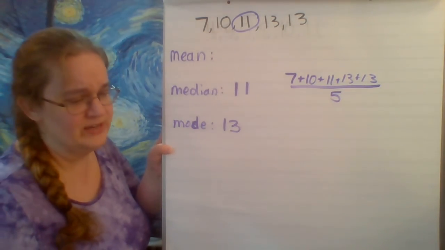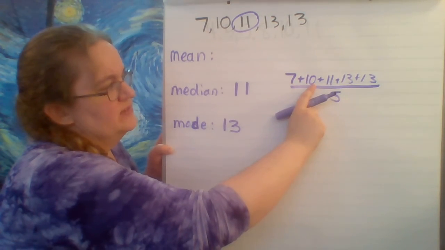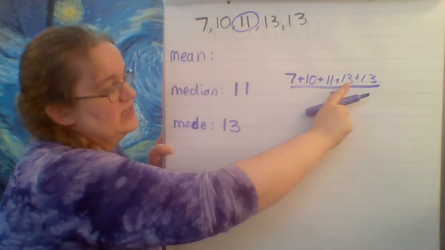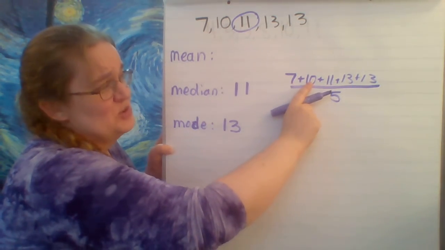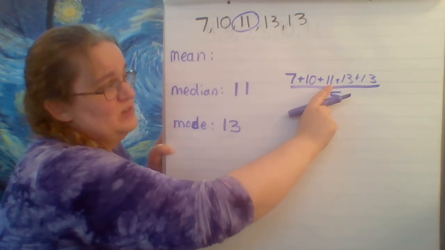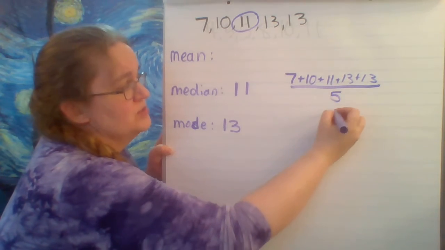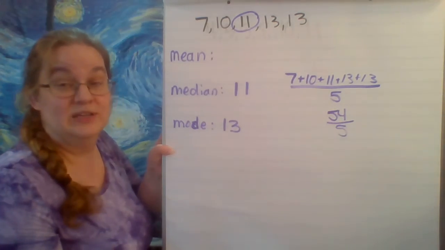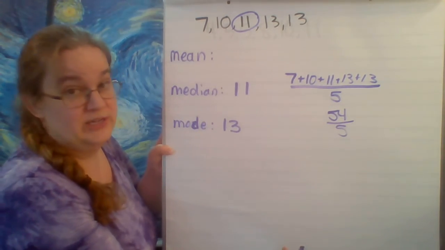So you start by finding the total. So 7 plus 10 is 17. And actually, if I was adding this myself, I'd probably do 13 plus 7 first, which is 20, plus 10 more is 30. That would give me 41, and I still have a 13, which would be 54. So this is going to be 54 divided by 5 in order to calculate the mean. And you can either have this as a fraction or a decimal.